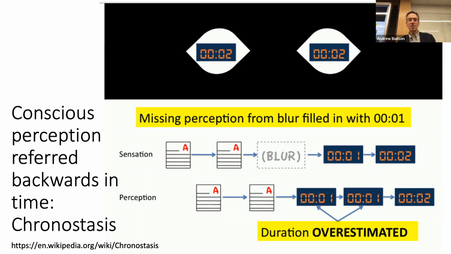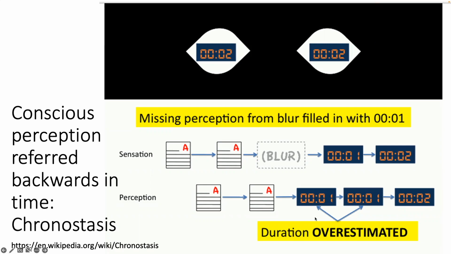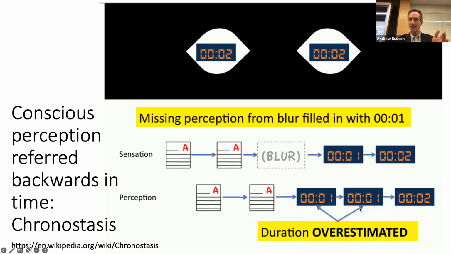The reason we don't see a blur is that, as shown in this bottom panel here, the perception of where we end up fixating after we make the saccade is projected backwards in time and fills up the space when we should have had that blur. And it's called chronostasis because it seems, if you look at a clock, that the second hand is actually present in the same spot for 2 seconds or 1.5 seconds.